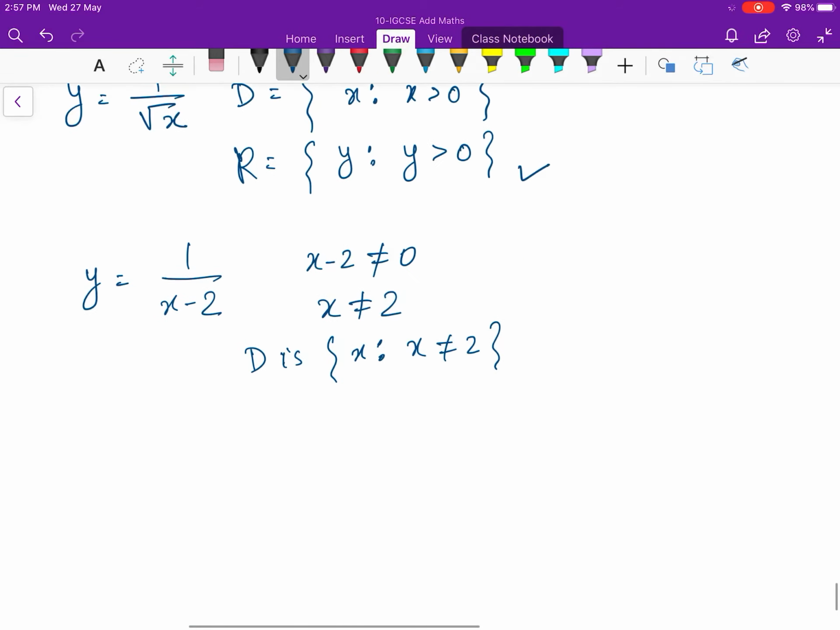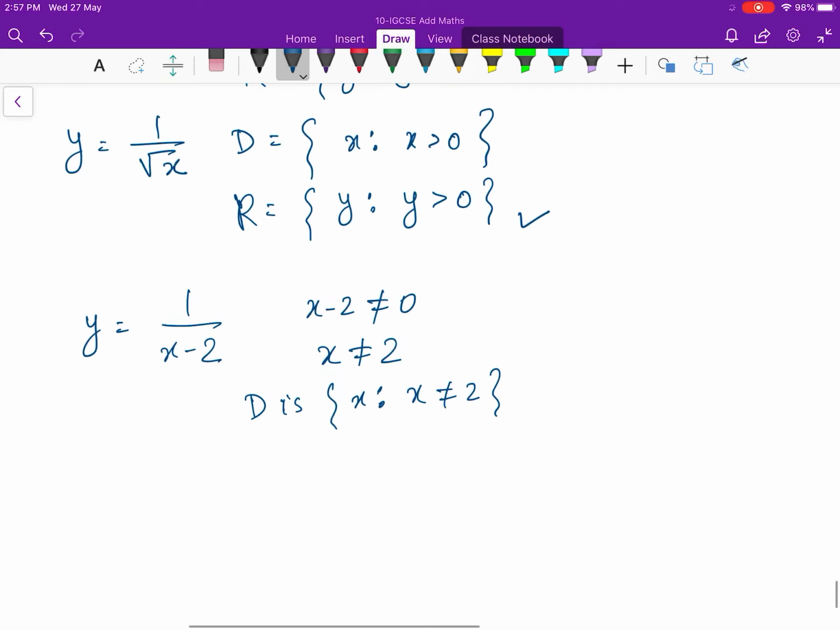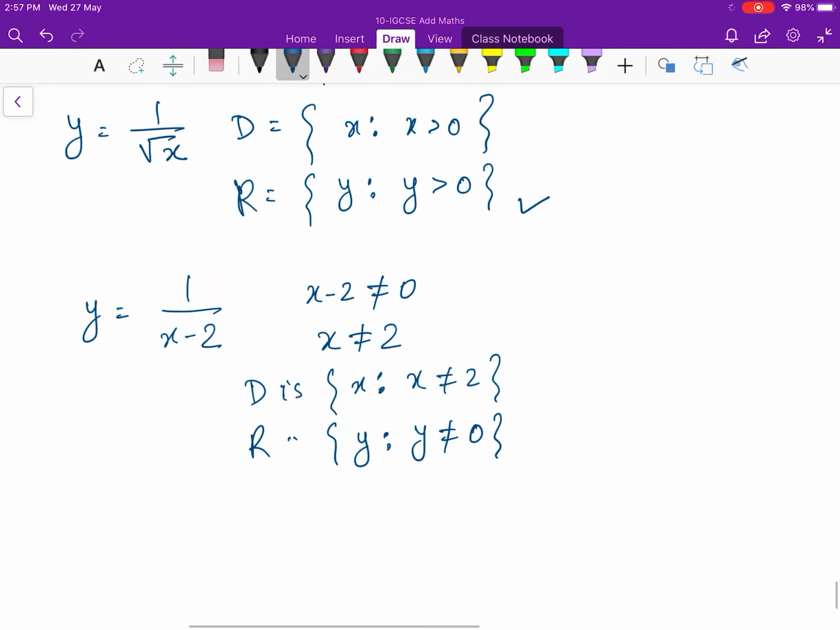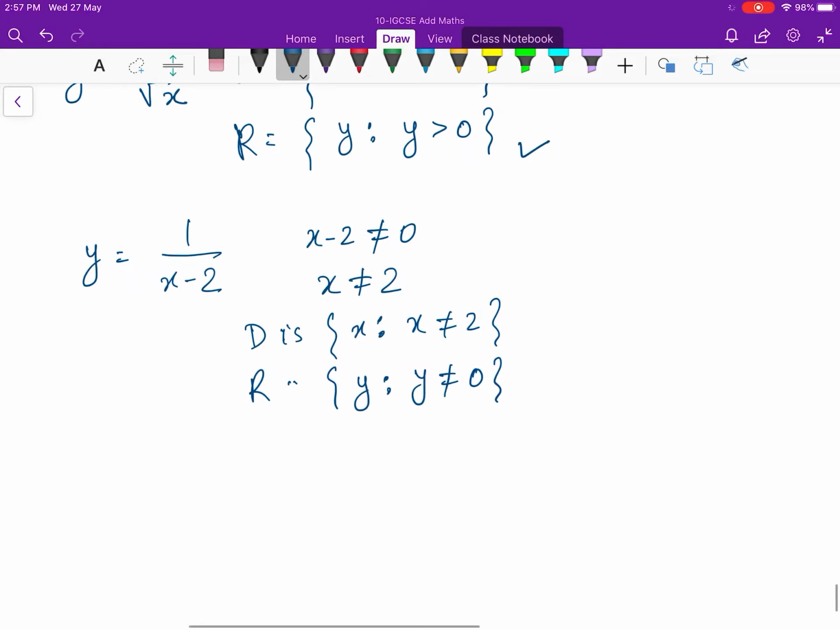Okay, so range will be same as 1 by x. So range is y, and y is not equal to 0. Fine, any other value of y is possible.